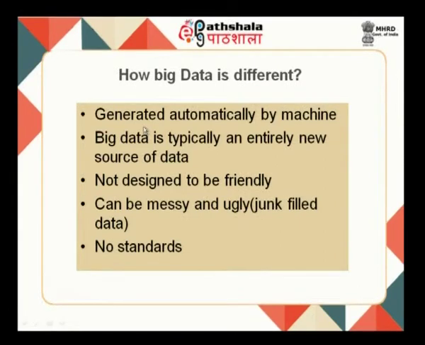Now, how is big data different? Big data is different in various ways. One fundamental thing is that it is automatically collected by machine. The second thing is that big data is typically new because it is collected from different data sources. Big data is not designed to be user friendly, it can be messy and ugly, and till now we do not have any standard. These are the various features that make big data different from traditional data that is available in any data sources.